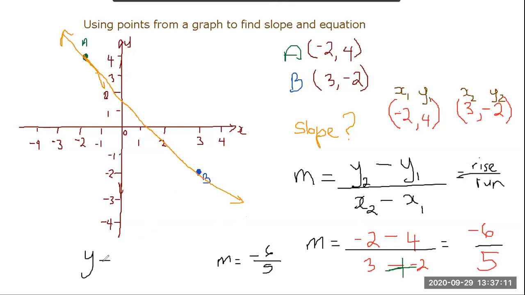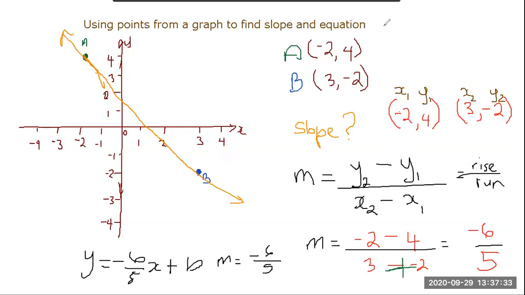So it's y equals -6/5x plus whatever b would be. We'd have to go in and find what b is. But that's another way you could find a slope. Or we could just count down. We'll go down 6/5. That's another way too.